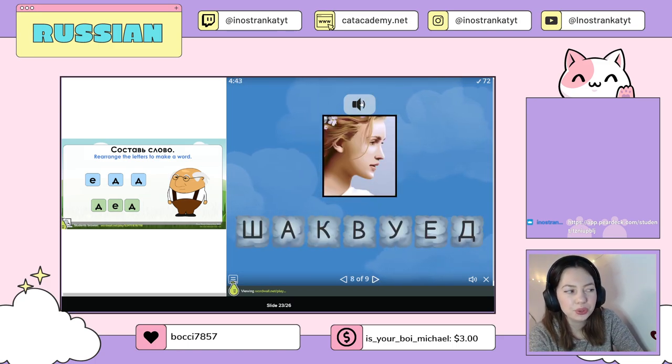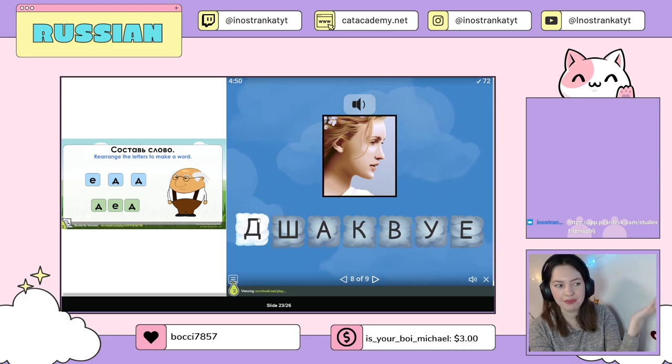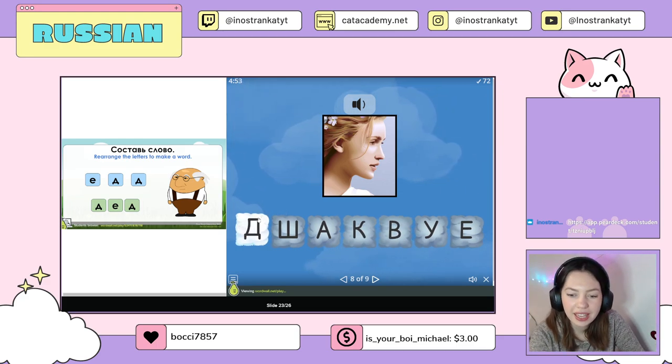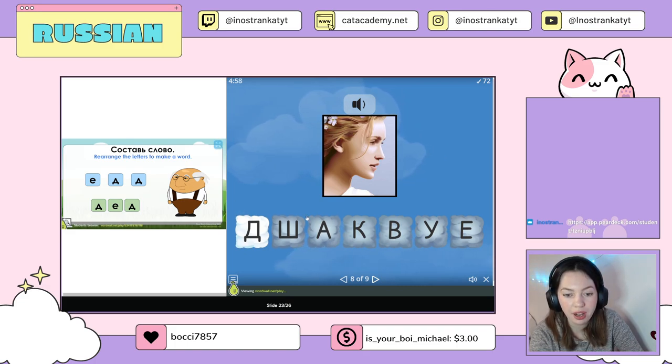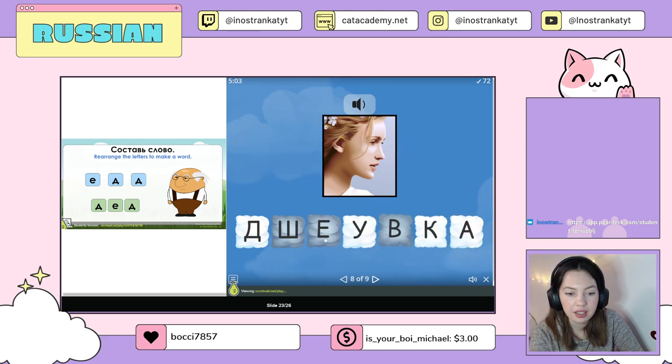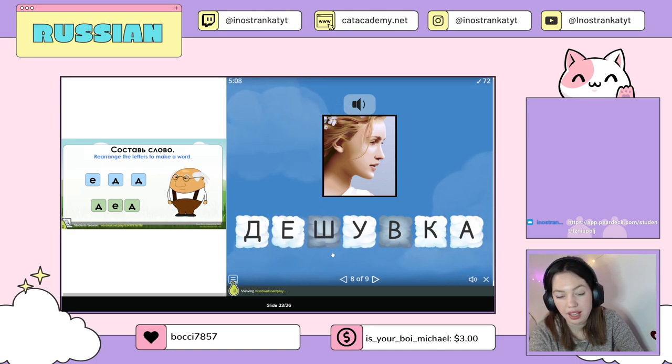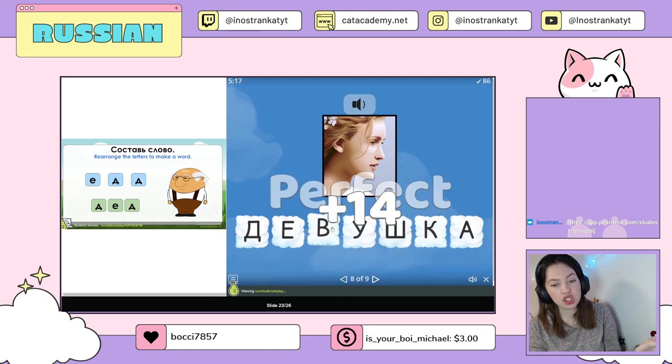Девушка. Ooh-hoo. Девушка. So again, we definitely know it begins with буква Д, because we learned this word today. We remember that it ends the same way as grandpa, so it should be ка at the end. The second letter is also the same, and the last two letters are ша or в. Девушка. В. Девушка. Voilà.